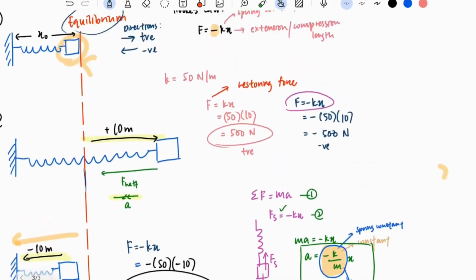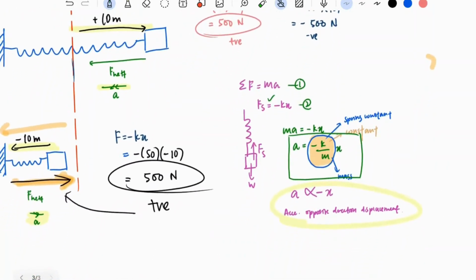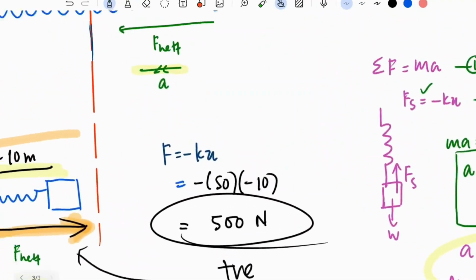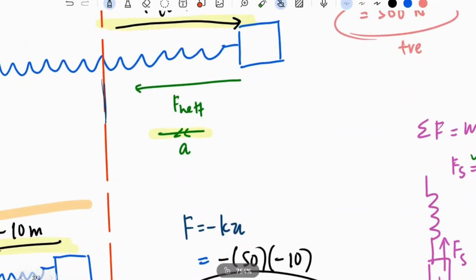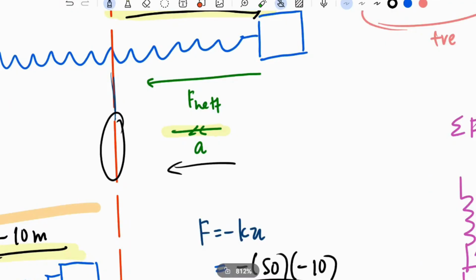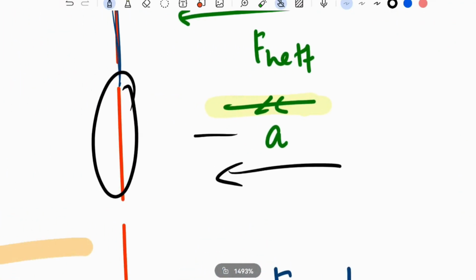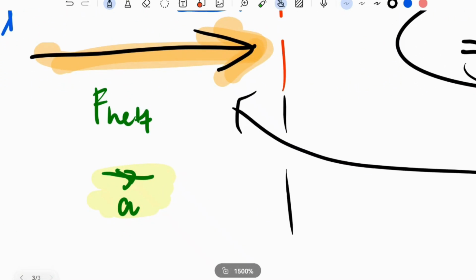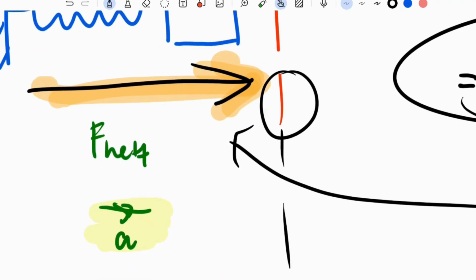And another thing to consider, speaking of definition: acceleration is always pointed towards the equilibrium. As I explained just now, what will the spring try to do? It will try to restore to its equilibrium position, right? So it's always pointed towards the equilibrium position. You see your equilibrium position is here, and you see where your acceleration is pointed? It's towards the equilibrium position. Same thing here. Equilibrium position is here, and your acceleration is pointed towards it.